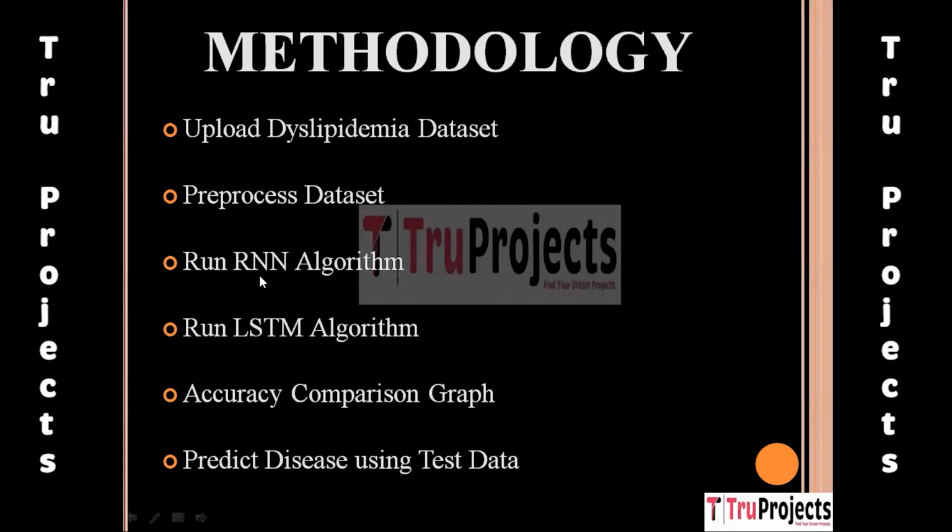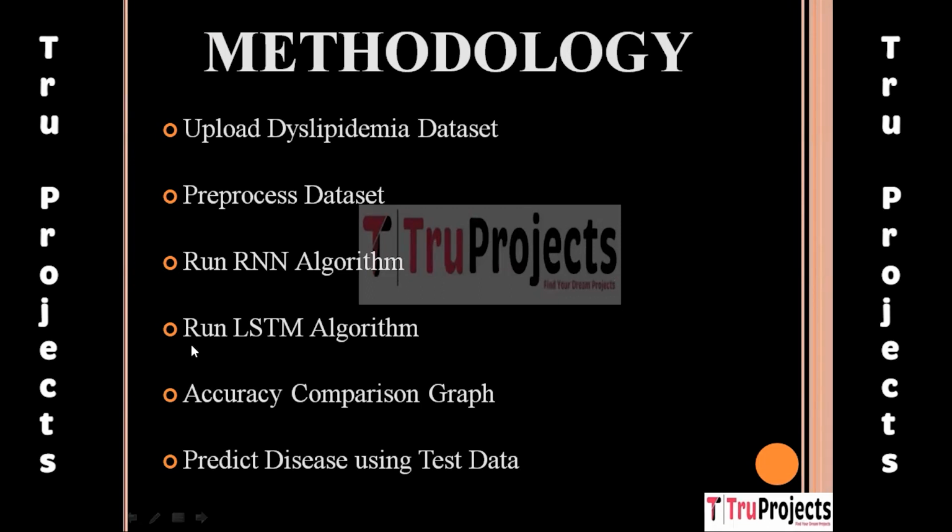The third module is run RNN algorithm. Recurrent neural networks (RNN) are utilized in this module. RNNs are designed to handle sequences of data, making them suitable for time series data like health records. The algorithm processes the pre-processed data using multiple layers of interconnected neurons, capturing temporal patterns. Training involves iterative adjustments to optimize accuracy. RNN's capability to capture sequential dependencies makes it valuable for disease risk prediction in this project.